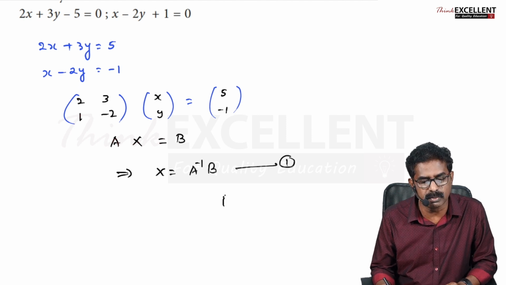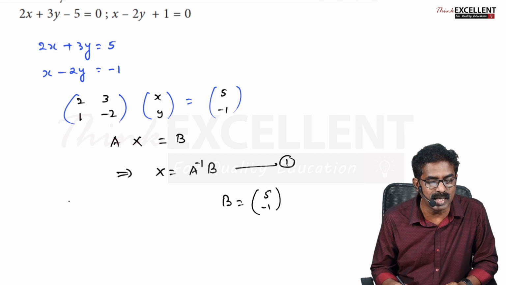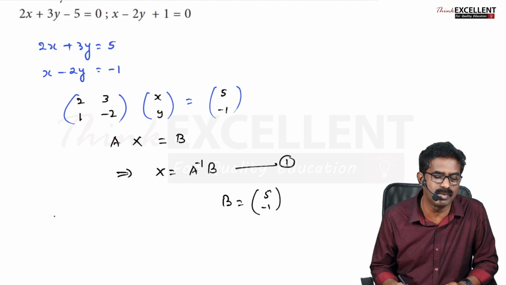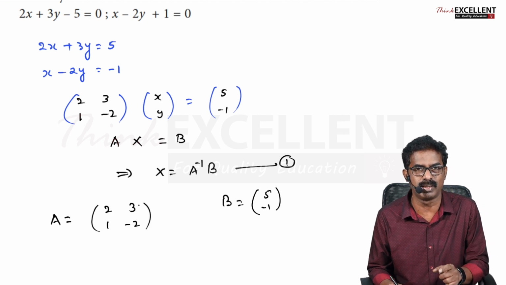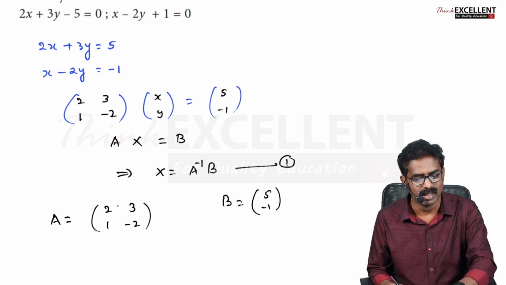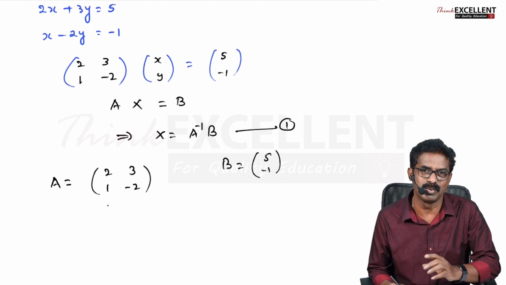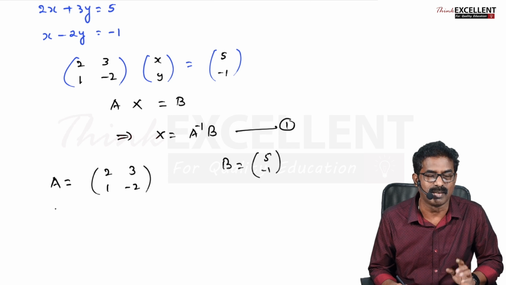B, you know what B is? That is 5 minus 1, right? So we want A inverse. To find A inverse, you start with A. What is A here? 2, 3, 1 minus 2. Since it is a 2 by 2, I am going to teach fully. 3 by 3 I leave to you because you can do that, and it will take a lot of time. So A equal to 2, 3, 1 minus 2.